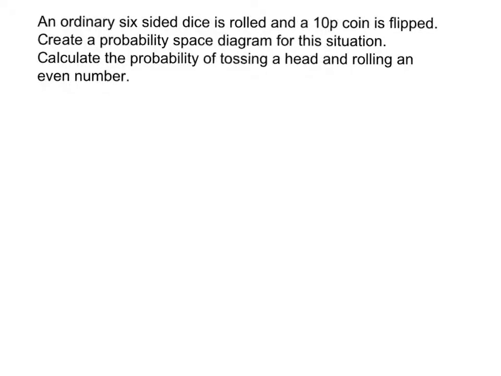An ordinary six-sided dice is rolled and a 10p coin is flipped. Create a probability space diagram for this situation. Calculate the probability of tossing a head and rolling an even number.